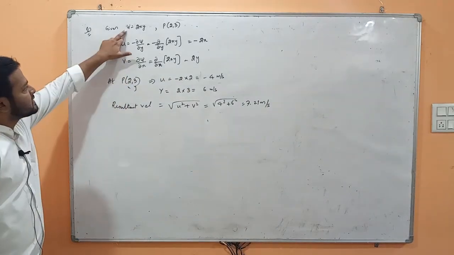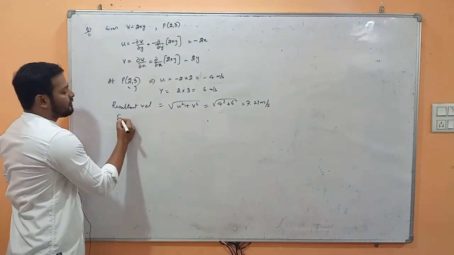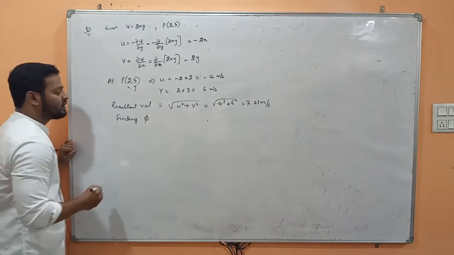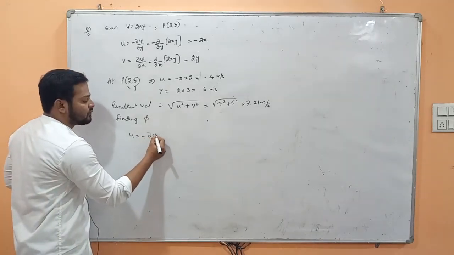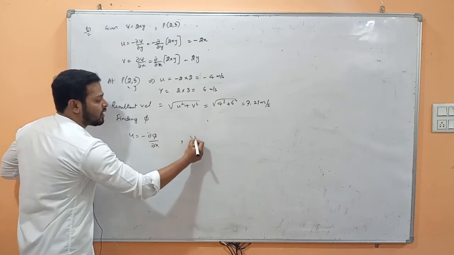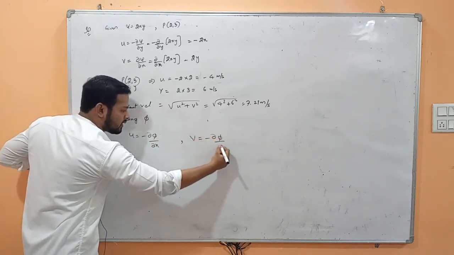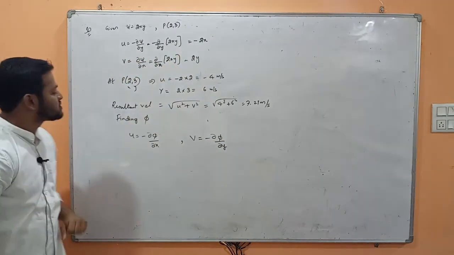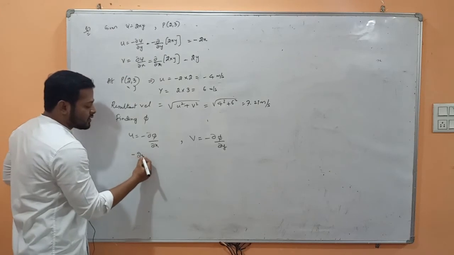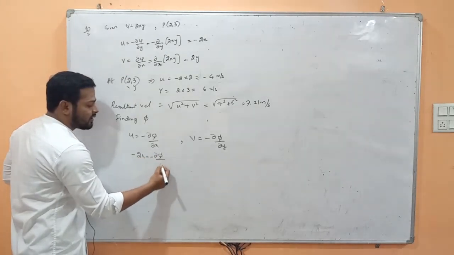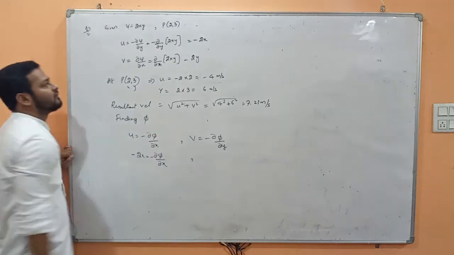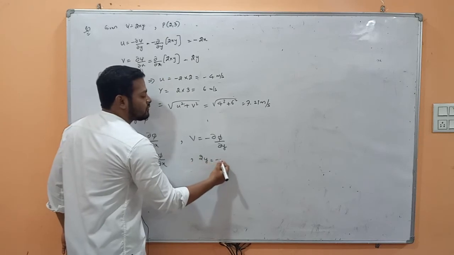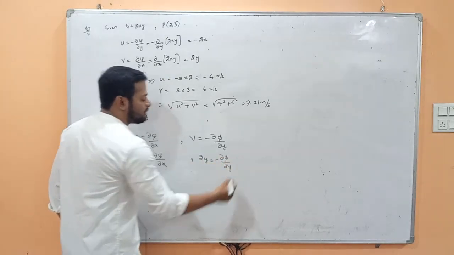The second half, psi is given, you have to find out phi. So finding phi. Okay, what are the formulas of phi? u is equals to minus dou phi by dou x, and v is equals to minus dou phi by dou y. We got the value of u. u is what? Minus 2x. So minus 2x is equals to minus dou phi by dou x. We also got the value of v. What is v? 2y. So 2y is equals to minus dou phi by dou y.